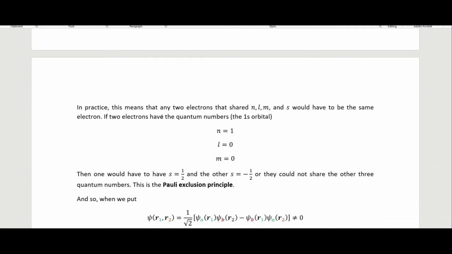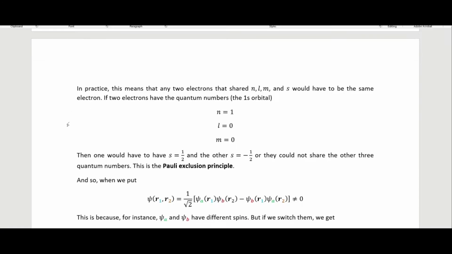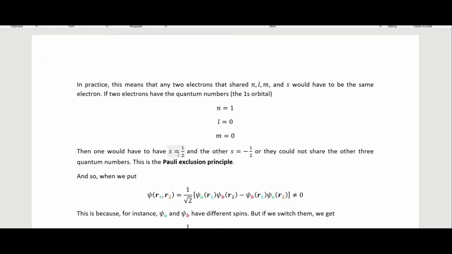So in practice, what this means is that 2 electrons, if they share all 4 quantum numbers, would have to be the same particle because they can't both occupy the same position. So if any 2 electrons have the quantum numbers n equals 1, l equals 0, m equals 0, which is the 1s orbital, then we have to have an s. One of them has to have s equal to half, and the other one s equal to minus half. So a spin up and a spin down, or they could not share the other 3 quantum numbers.